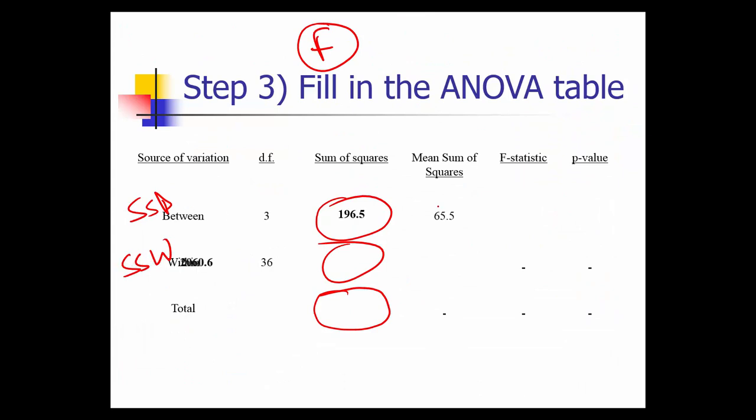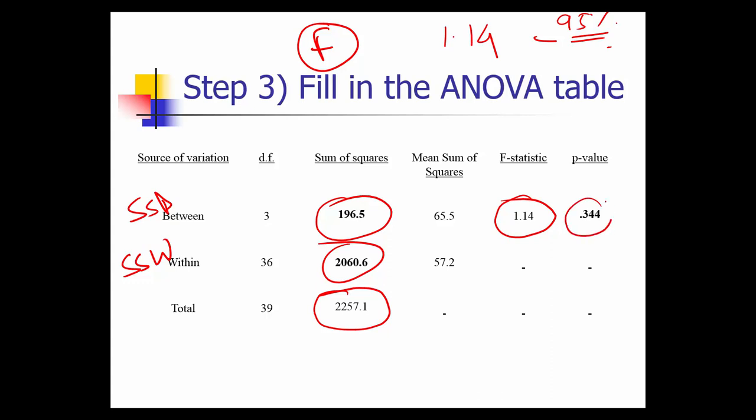When you use this formula to calculate, given that we now have SSB, SSW, and TSS, you get the F statistic to be 1.14. For the corresponding p value, go to the F table and take the value corresponding to 1.14 at 95% confidence. You will get the p value, which is 0.3.